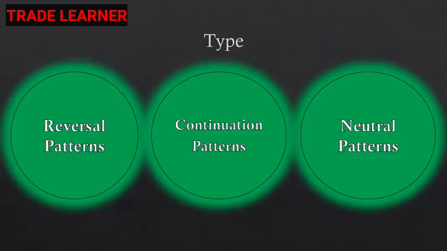In summary, reversal patterns indicate that price will change direction, and continuation patterns indicate that price will continue its current direction. Both reversal and continuation patterns can either be bullish or bearish. Neutral patterns don't indicate the future direction of price. They simply indicate a momentary stop. Since neutral patterns don't indicate the future direction of price, there is no such thing as bullish or bearish neutral patterns.